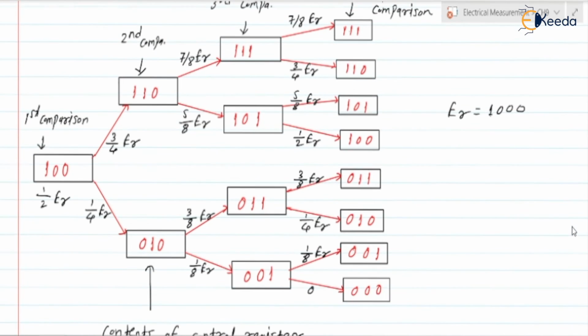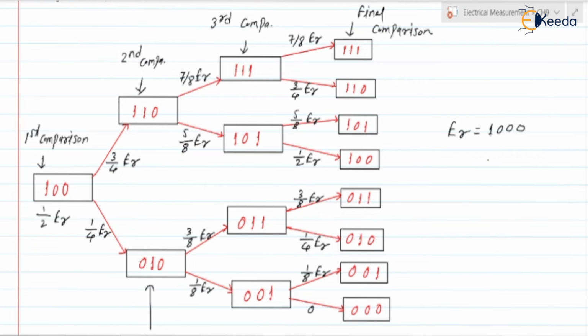As I said, ER is the reference voltage. For 3-bit conversion, ER is equal to 1,000, that is, the reference voltage is 1,000. Similarly for 2-bit, the reference voltage is 100. So for 3-bit it is 1,000, for 2-bit it is 100, and for 4-bit it is 1 followed by four 0s. So we need to select the reference voltage accordingly.